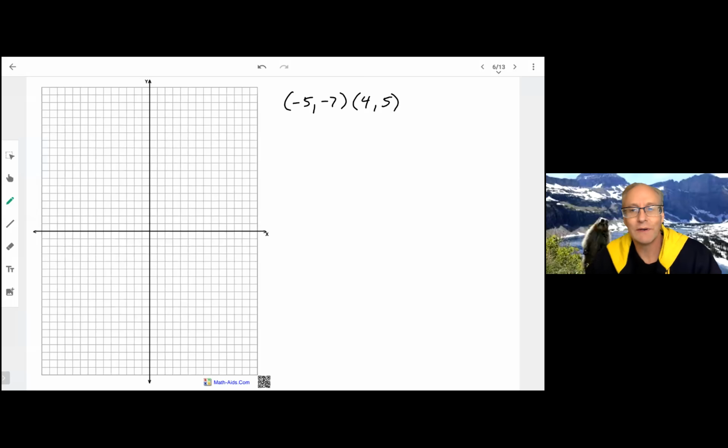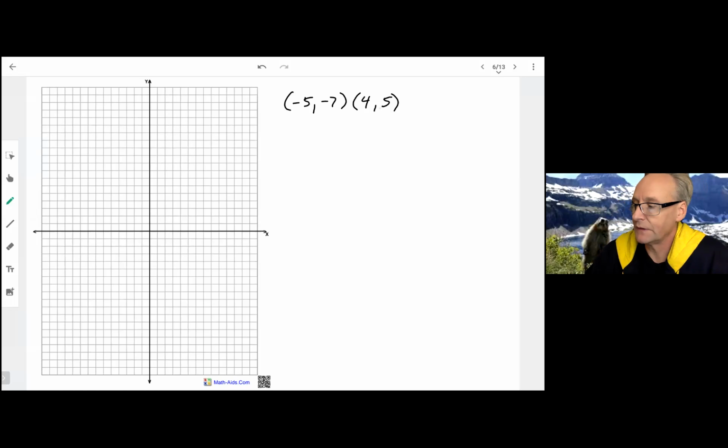Hi, folks. We're in part 3 of my connections little mini series of how to connect slope and the distance formula. And what I'd like to do is find the slope, the midpoint, and the distance between these 2 points. And I'm going to do it in my head first. I'm just going to use my shortcut.